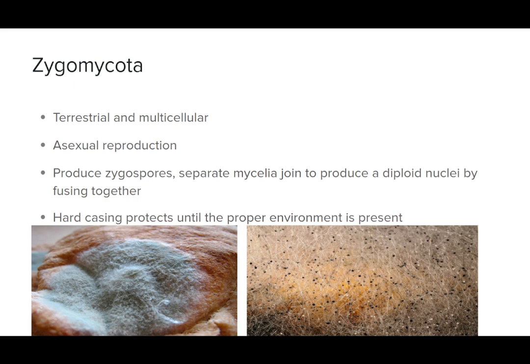Zygomycota. This is also called zygote fungi. It is terrestrial and multicellular. They reproduce sexually through zygospores. And essentially, these spores can remain dormant until conditions are favorable.